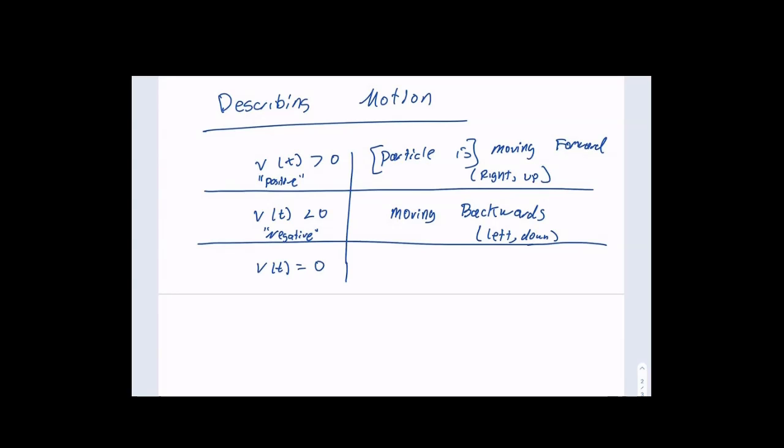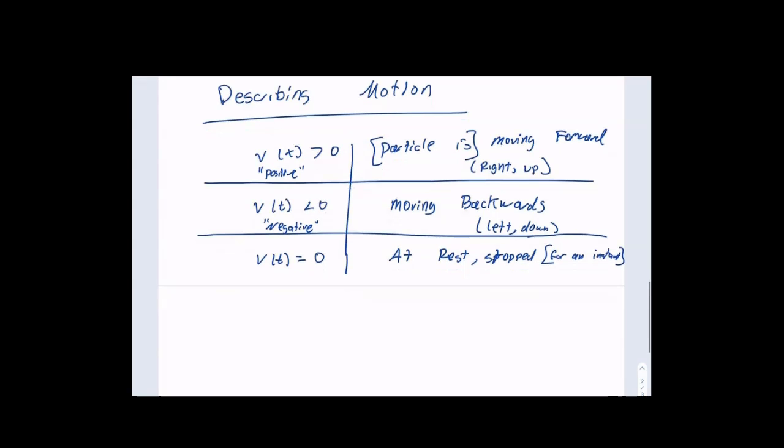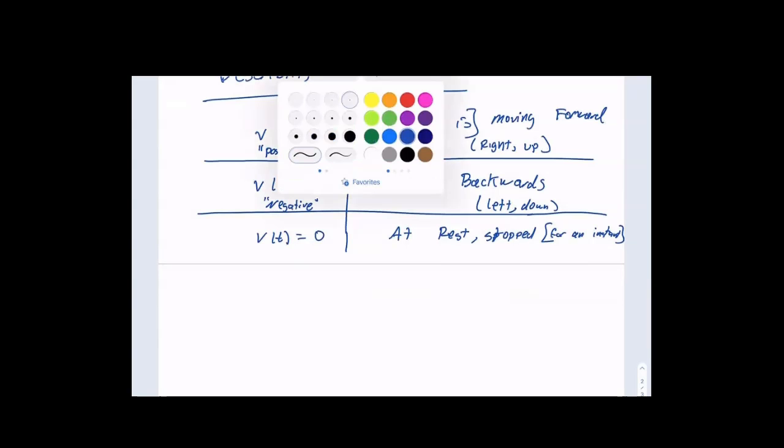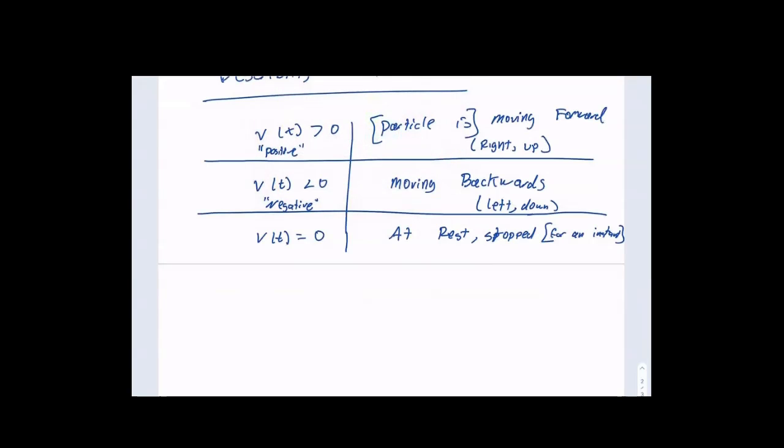But the word that we use in calculus, we say at rest. Stopped. And we might even say for an instant. So it's at rest. All right? And that is when the particle is at rest. Now, there's a very big uh-oh that happens all the time here. V of t equals 0 means at rest.